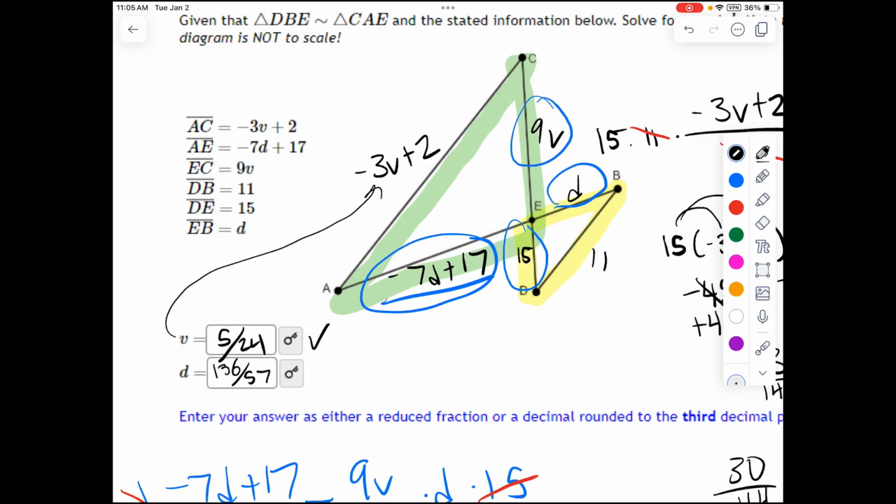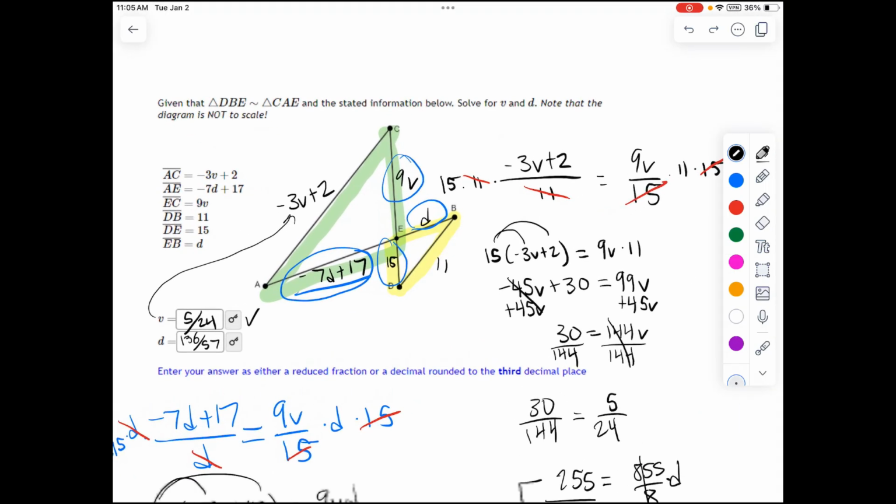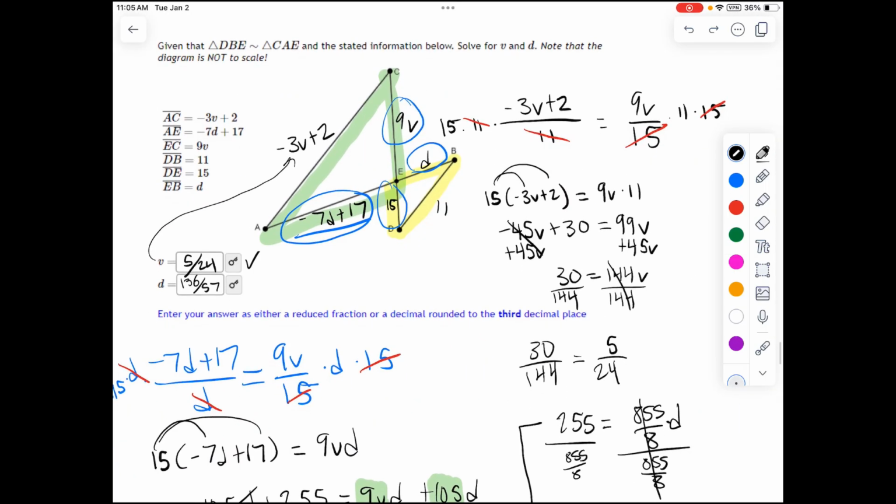If you plug in 136/57 for d, it will work. I'll assure you of that. And then if you plug it in here, you'll notice it's just a positive number, so you're good to go. All right, but that's it. That is your final answers. Okay, and then plug it in, and you're done.